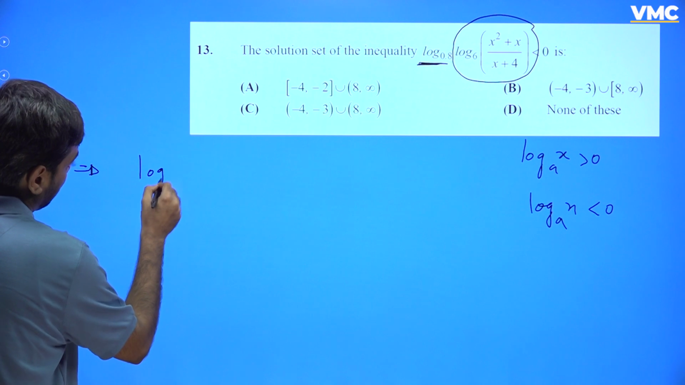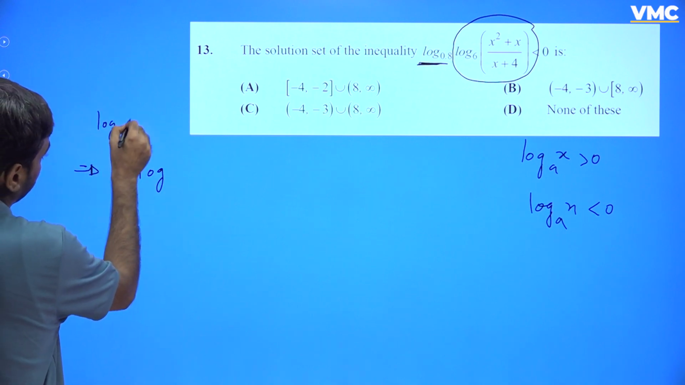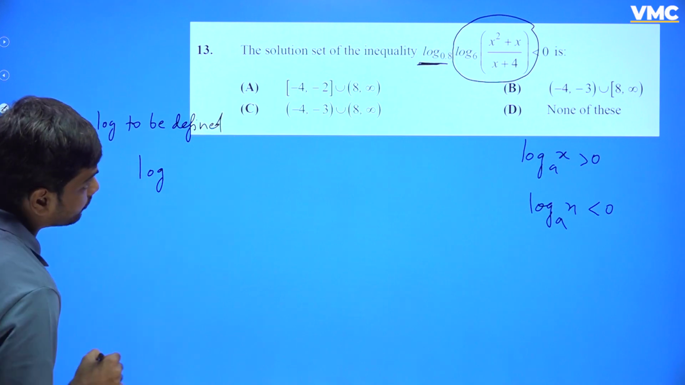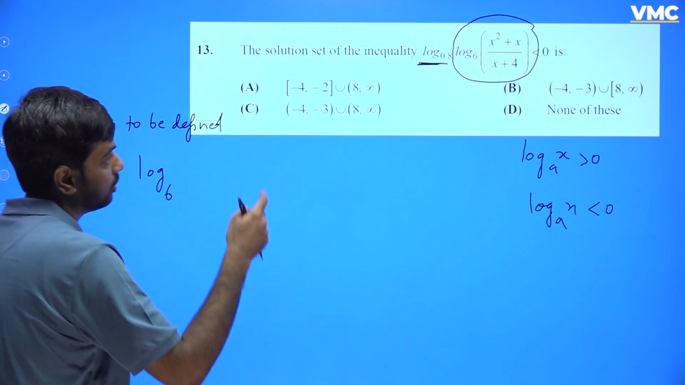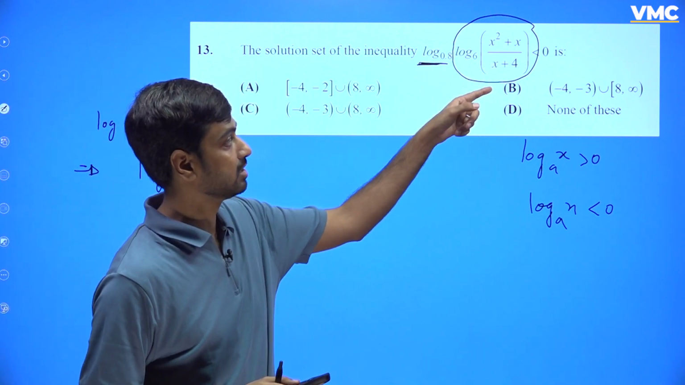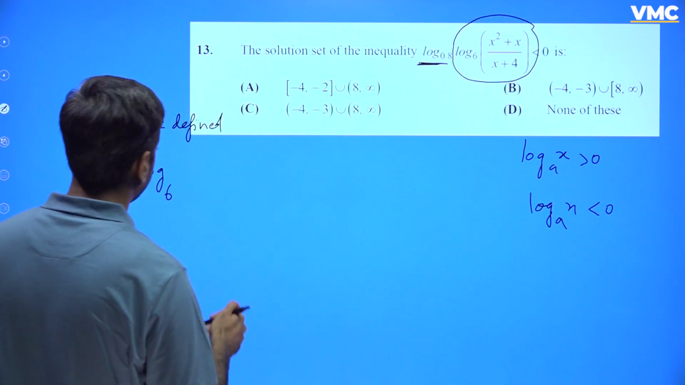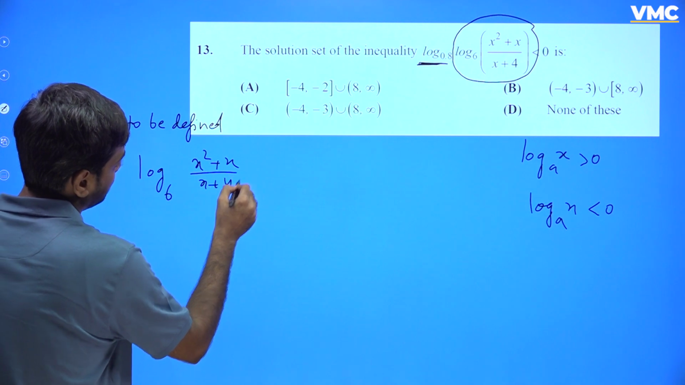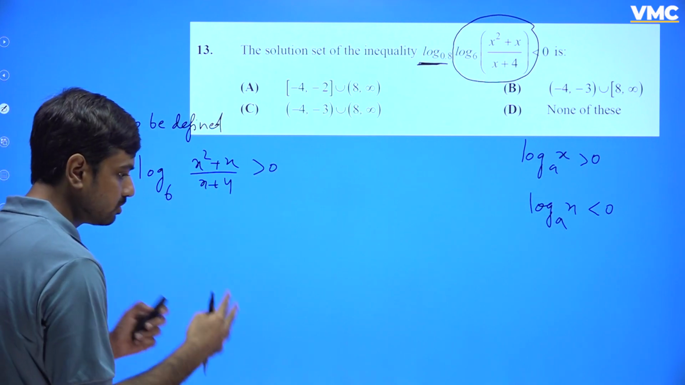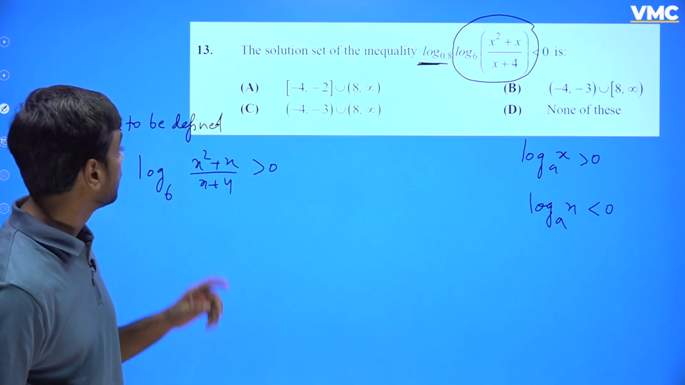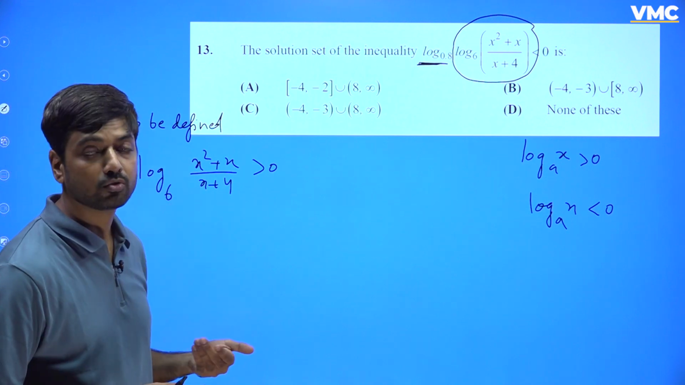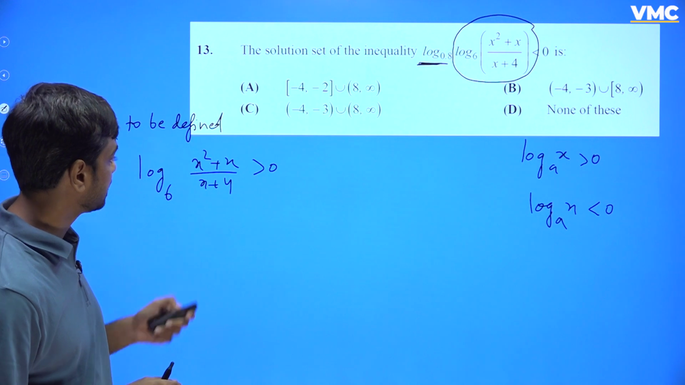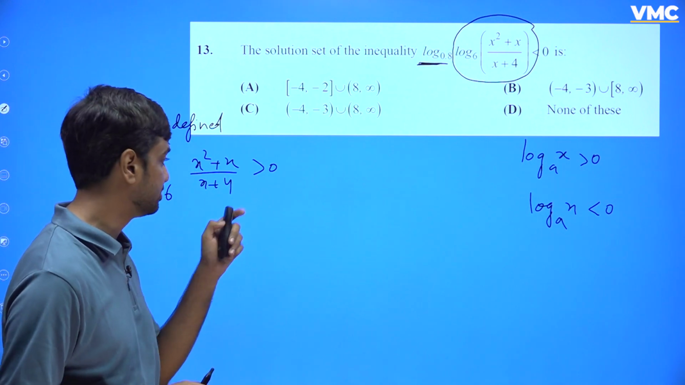So for that I'm just doing the log to be defined. First I'm calculating the values of x for which the log is defined. For the outside log, the argument is log of x square plus x upon x plus 4 with base 6. So log of x square plus x upon x plus 4 must be greater than 0. I'm not solving the inequality, I'm just finding out the values of x for which the log is defined.